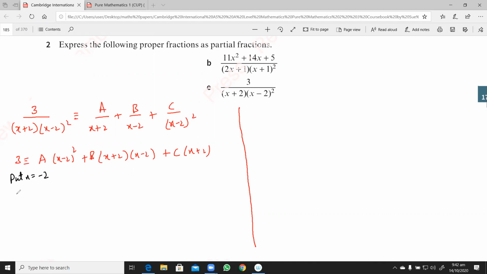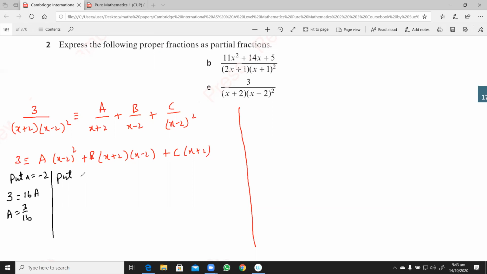Please keep an eye over here so that if I make a mistake, you must catch me, okay? Now, if I put this x as minus 2, I'll be getting the value of this a. Minus 2 minus 2 is minus 4. 4 square is going to be 16. So this is 16a. So your a is going to be 3 over 16.